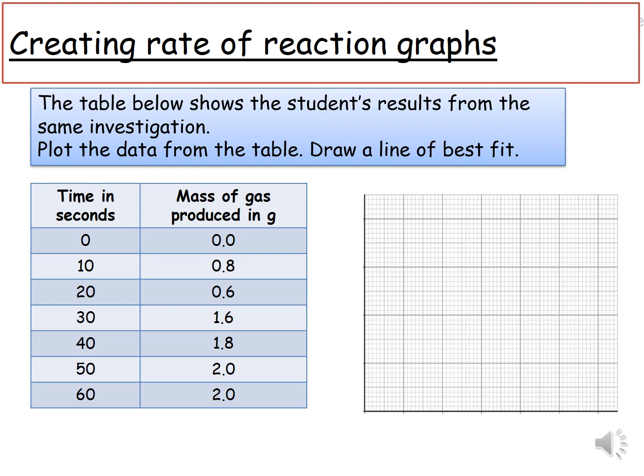You should also be able to create rate of reaction graphs. Here's a follow-up question to the one that we were looking at earlier. The table below shows the students' results from the same investigation. Plot the data from the table and draw a line of best fit. Now get your graph sheet, get your pencil, and have a go at plotting your graph.